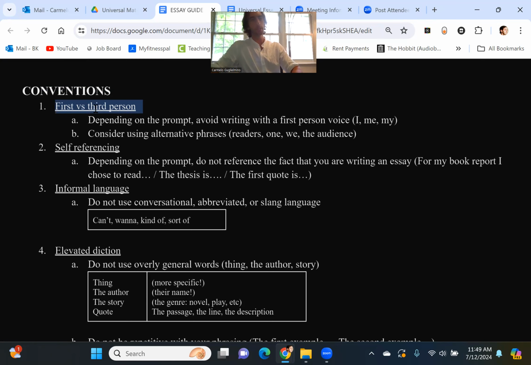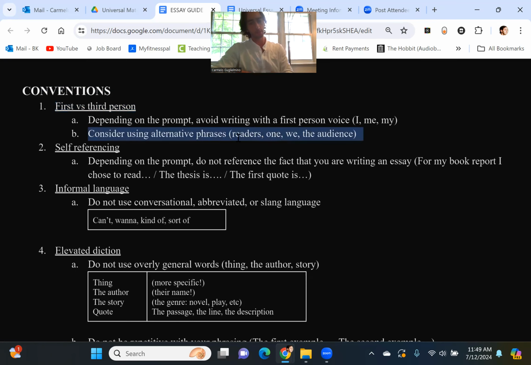But personally, over 80% of the time in my classes, I ask my students to use the third person. I like to get them a little bit outside of their own heads and outside of their own opinions and just writing to me about how they understand something. Okay, so third person, that's what we want to do. So depending on the prompt, avoid writing in the first person: I, me, and my.